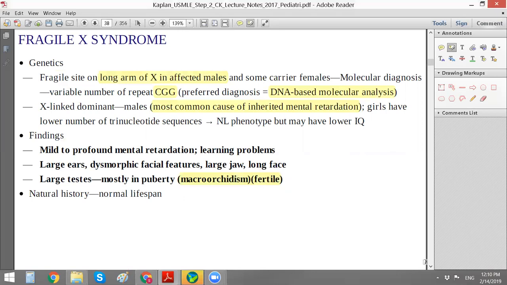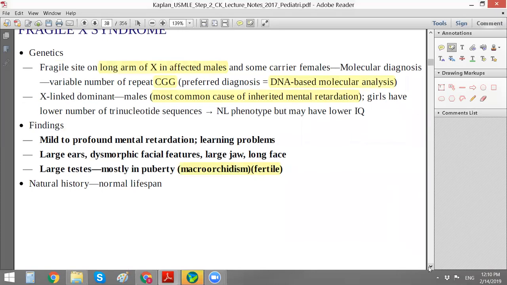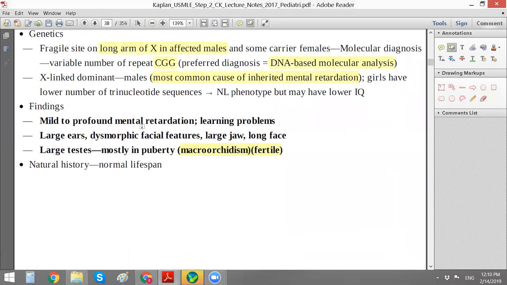Natural history is normal lifespan. It has something to do with ADHD, like the sister will be with ADHD or something.